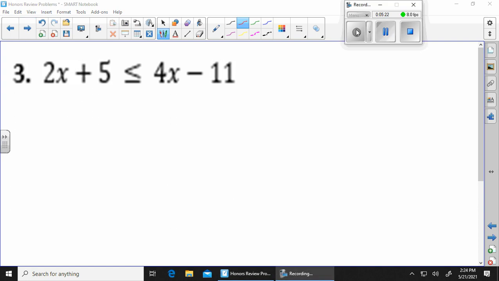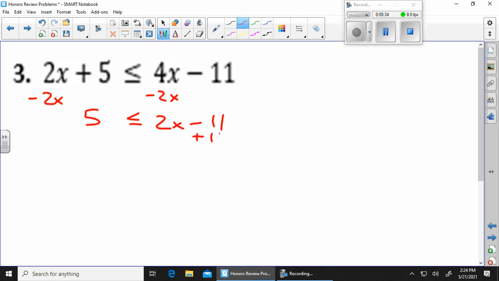So if I look at this one, I have an inequality with x's on both sides. I do the same thing. So I'm going to subtract 2x, and you don't have to do it exactly like this. I'm going to add 11, and the thing that I wanted to remember is the only way that that inequality sign changes is if you divide by a negative, which I did not.